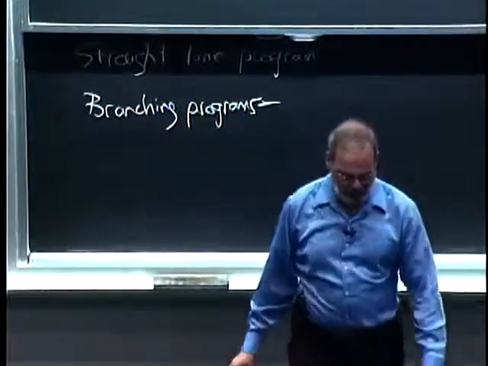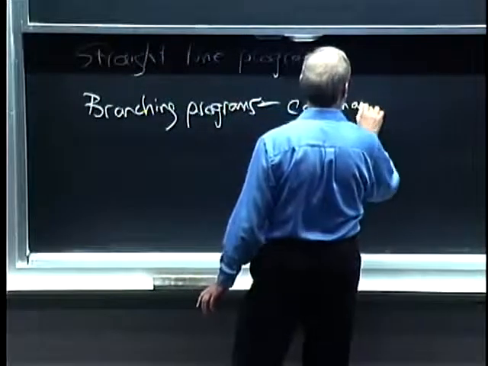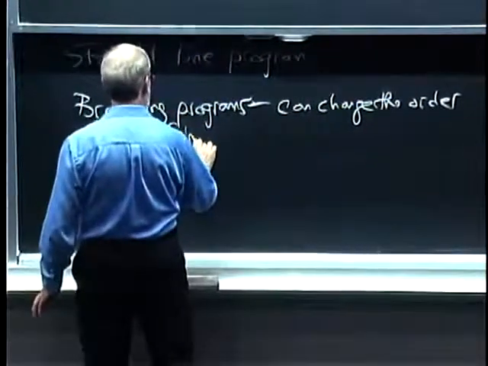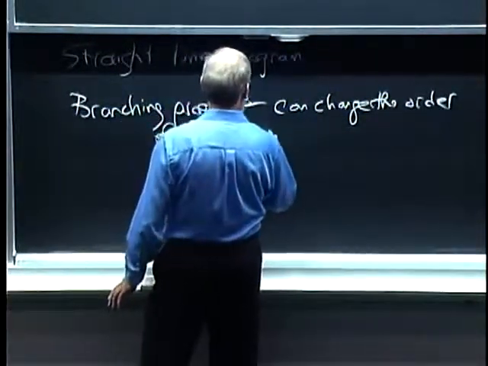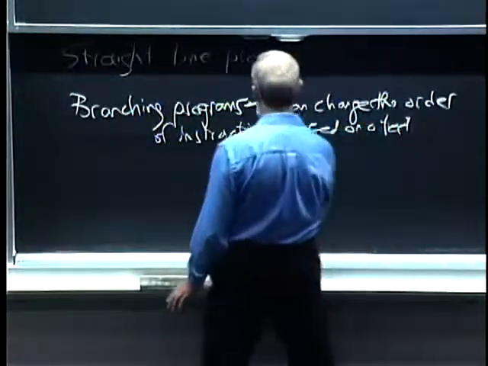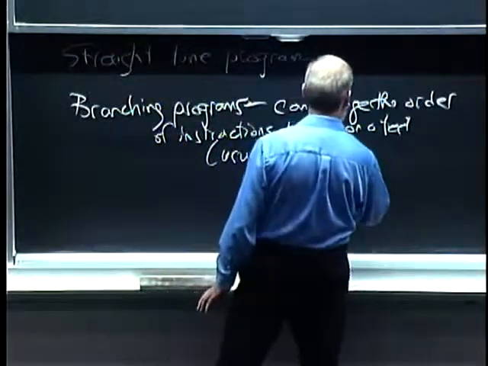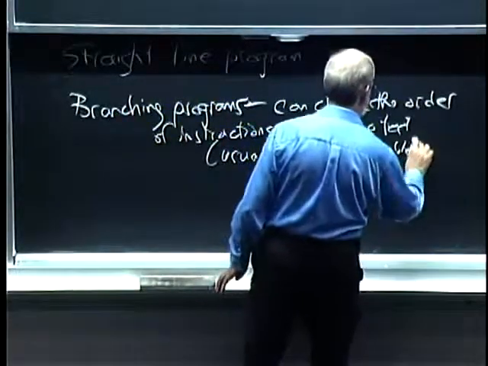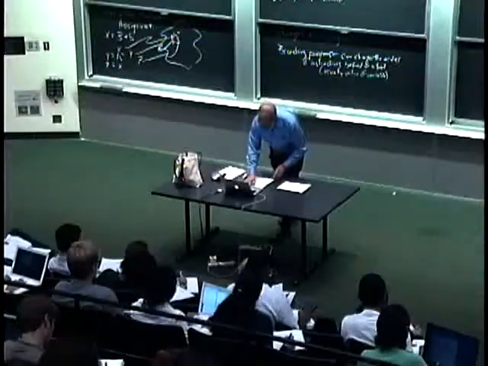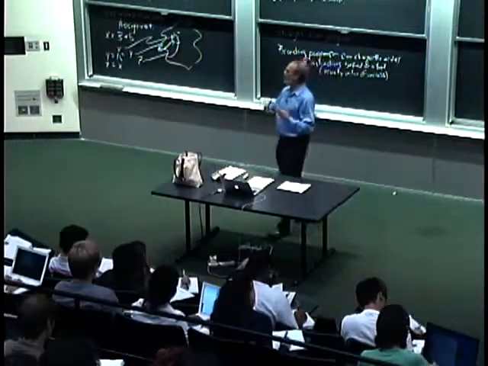What I mean by that is a branching program is something that can change the order of instructions based on some test. And that test is usually a value of a variable. Okay? And these get a whole lot more interesting. So let's look at a little example, and this is going to both allow us to introduce the syntax as well as what we want to have as the flow of control inside of here.